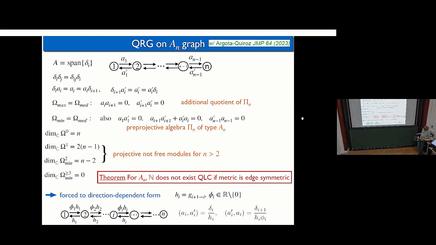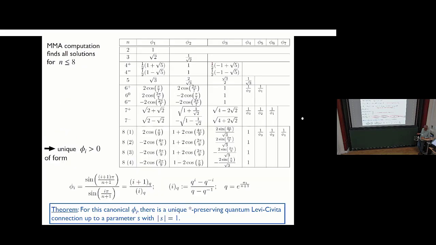It turns out to not depend on h_i. So if h_i are arbitrary, we're just solving for the ratio. So it turns out that in the equations, only these ratios enter. So we're solving for the phi_i, and the metric h_i is arbitrary. So you can have an arbitrary length on your chain, which is good if you're doing quantum gravity. But as long as the outbound, the right-pointing edge is phi_i times the left-pointing edge, then you will have a unique quantum Levi-Civita connection for that otherwise arbitrary metric. Okay.